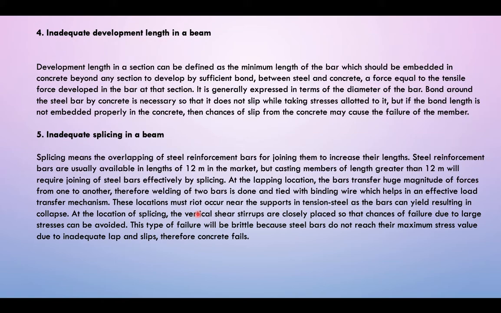At the location of the lapping, vertical stirrups are closely placed so the chances of failure due to large stresses can be avoided. This type of failure will be brittle because the steel bars do not reach the maximum stress value due to the inadequate lap splices, and therefore the concrete fails.